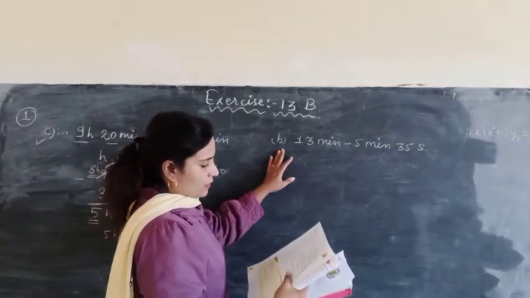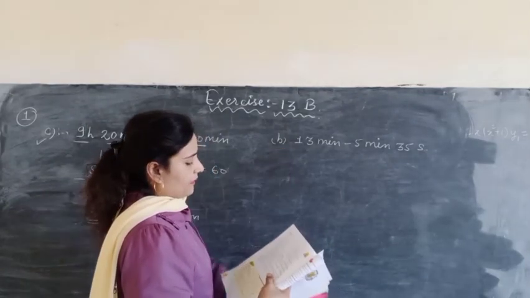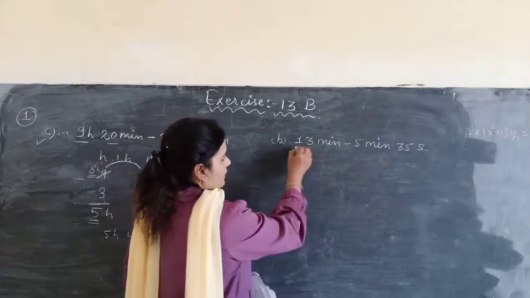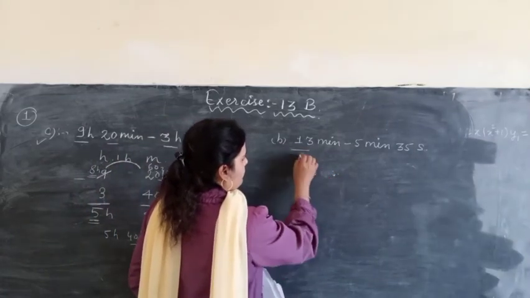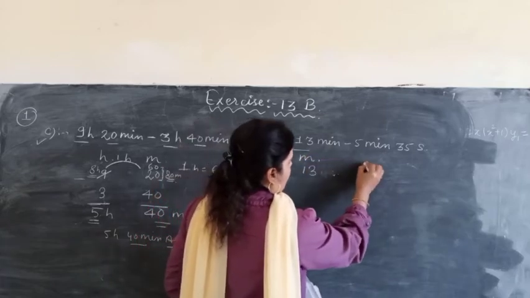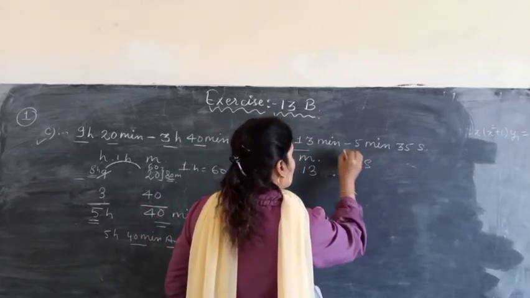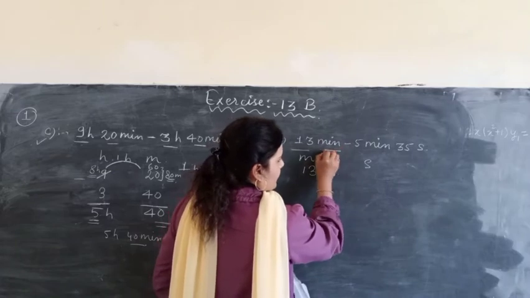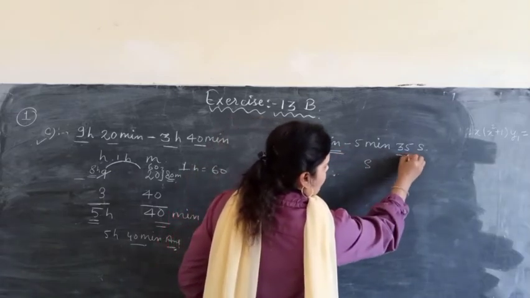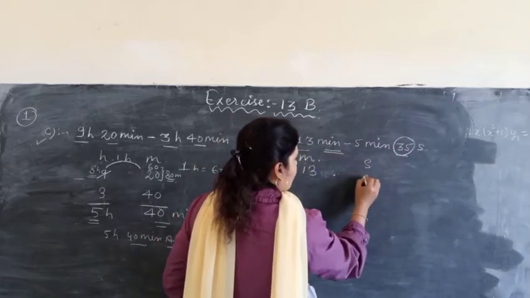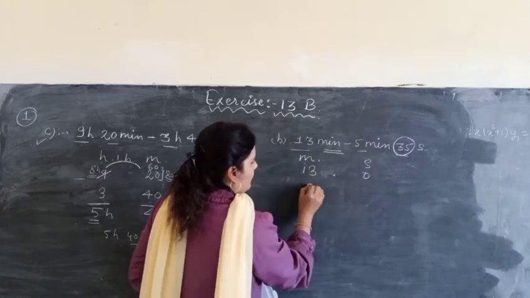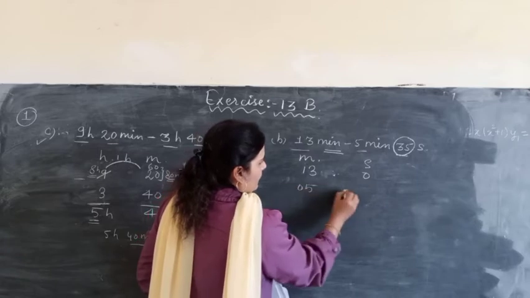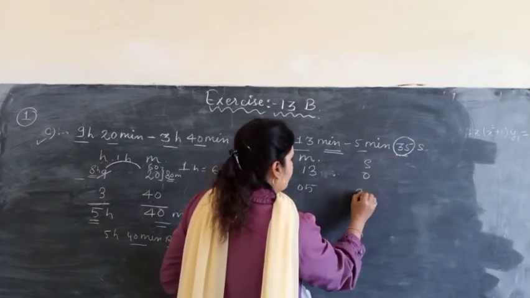See, this is your B question, 30 minutes and 5 minutes. Okay, so here we will write the 30 minutes and here is second. So हमको यहाँ पर seconds नहीं दी, but here is कितना seconds? How many seconds? 35 seconds. So we will write here 0 and here is how many minutes? 5 minutes. So we will write here 5 and here is 35 seconds.